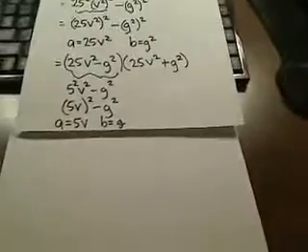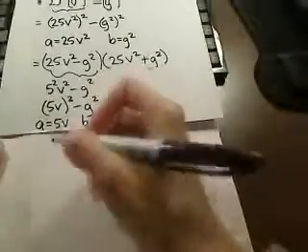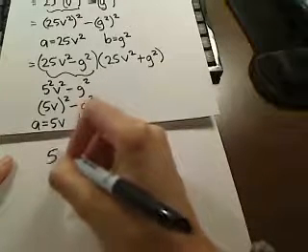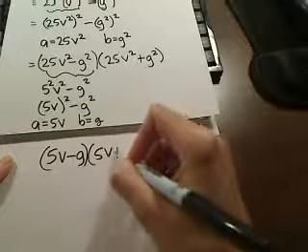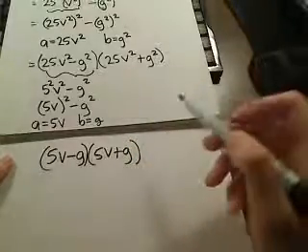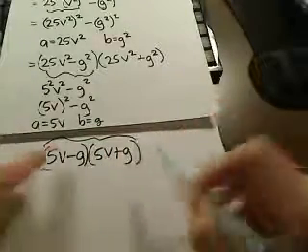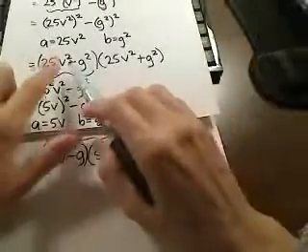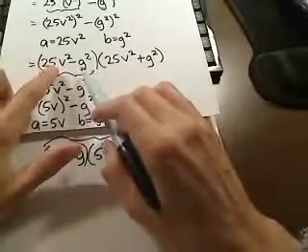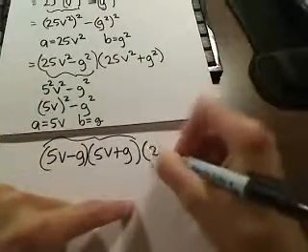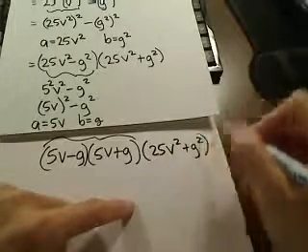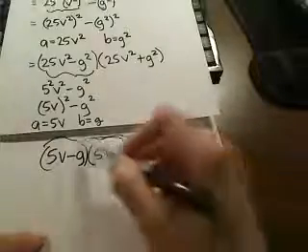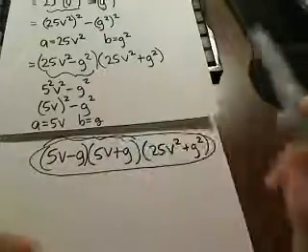So if we factor that further, then we're going to have 5v minus g and 5v plus g, and this bit right here is coming from factoring this bit right here. Okay, and then we're going to bring down the 25v squared plus g squared. Okay, so this whole thing right here would be your answer in this problem.